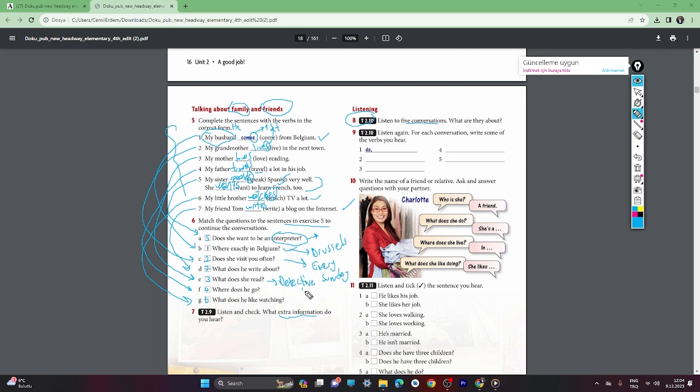5. My sister speaks Spanish very well. She wants to learn French too. Does she want to be an interpreter? No, she doesn't. She wants to be a teacher.